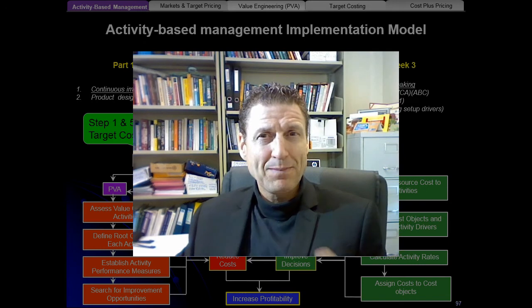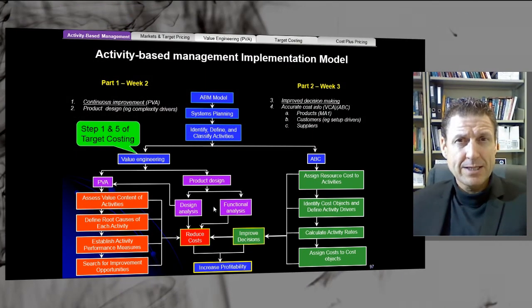pricing decision? But before we go any further, I want to have a look at this framework that I set up based on my years of study and all the different techniques, rules and procedures that help to distinguish a short-term, long-term pricing decision. What you have in front of you is a framework of the activity-based costing model, and that comprises systems planning, where you identify, define, and classify the activities.